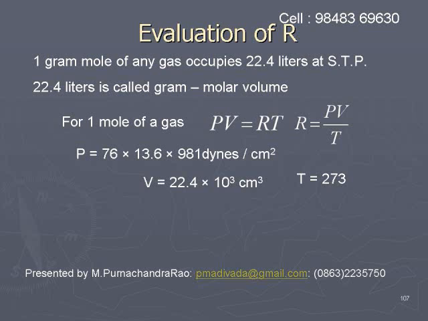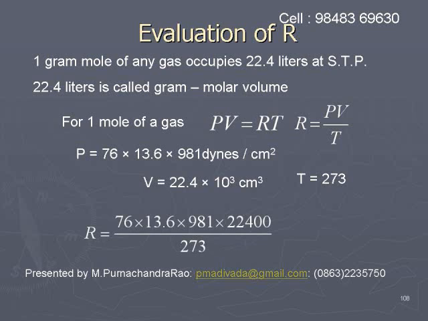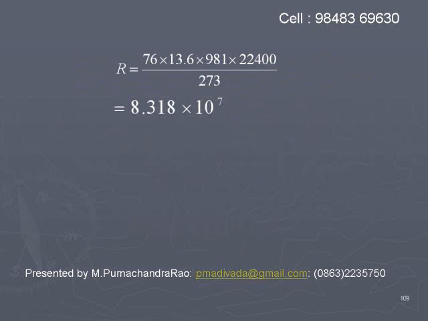STP means standard temperature and pressure. Standard pressure is atmospheric pressure and temperature T is 273.15, of course, it is taken as 273. Now, the value of R is calculated: 76 into 13.6 into 981, that is pressure, into 22,400 volume divided by 273 temperature T. Using these values, we can evaluate R. On calculation, we will get the value of R as 8.318 into 10 to the power of 7.